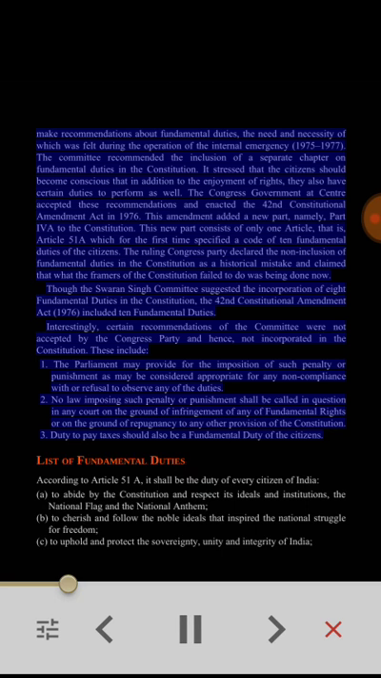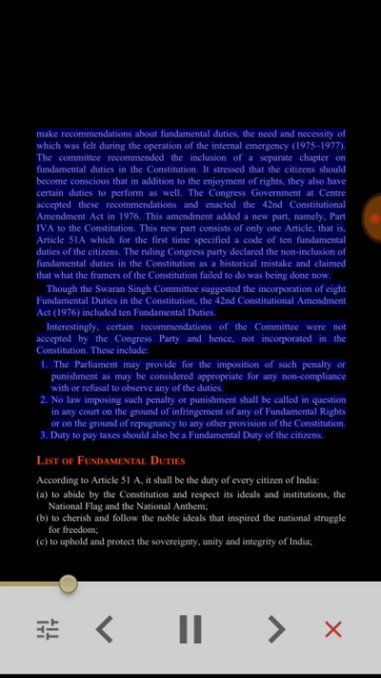The ruling Congress party declared the non-inclusion of fundamental duties in the Constitution as a historical mistake and claimed that what the framers of the Constitution failed to do was being done now. Though the Swaran Singh Committee suggested the incorporation of 8 fundamental duties in the Constitution, the 42nd Constitutional Amendment Act, 1976, included 10 fundamental duties.